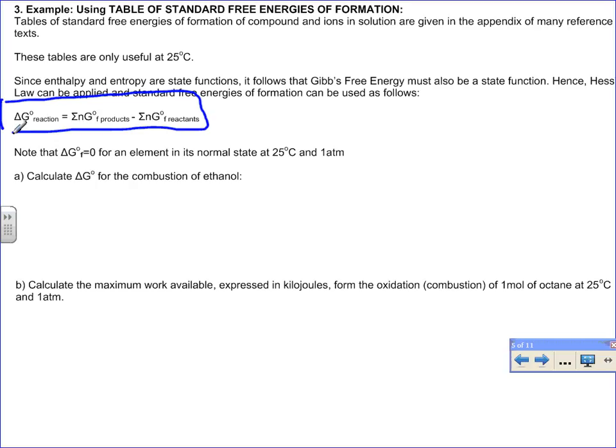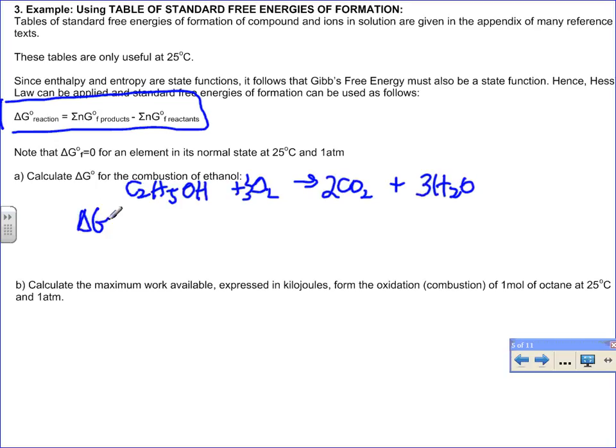Okay, we want to find the delta G naught for the combustion of ethanol. This is an example of where organic chemistry creeps into the AP exam, where you're expected to write a combustion reaction for a particular organic molecule. Okay, we need to start with the balanced equation. And we need to calculate the delta G by taking the sum of the Gibbs free energy of the products and subtracting the sum of the Gibbs free energy of the reactants.